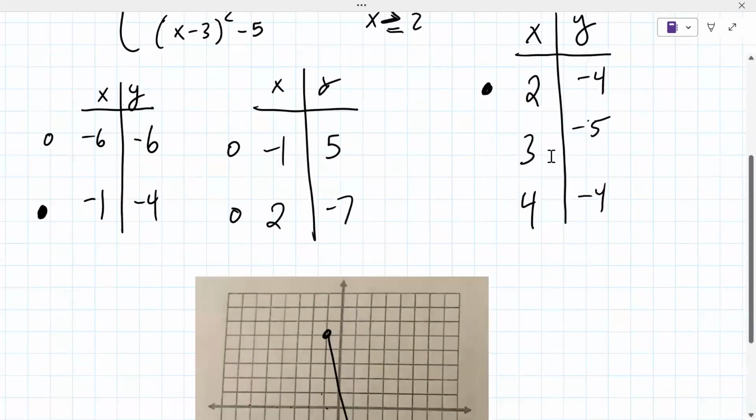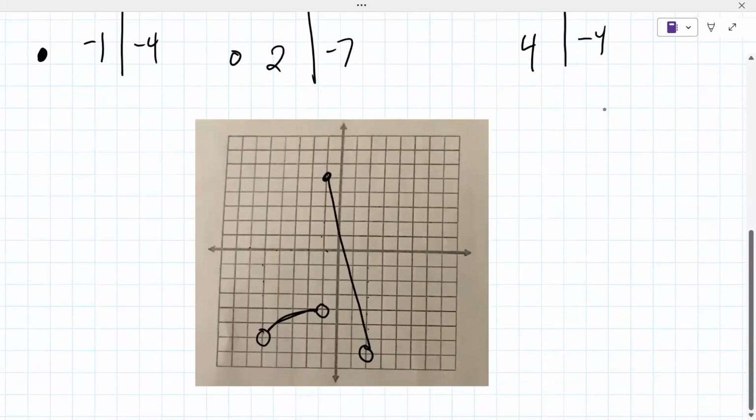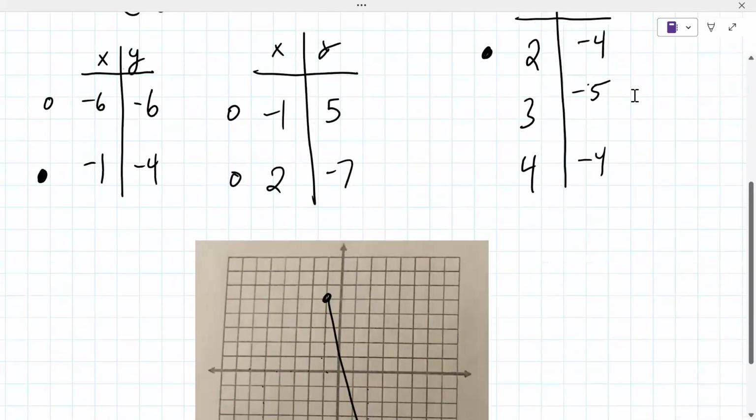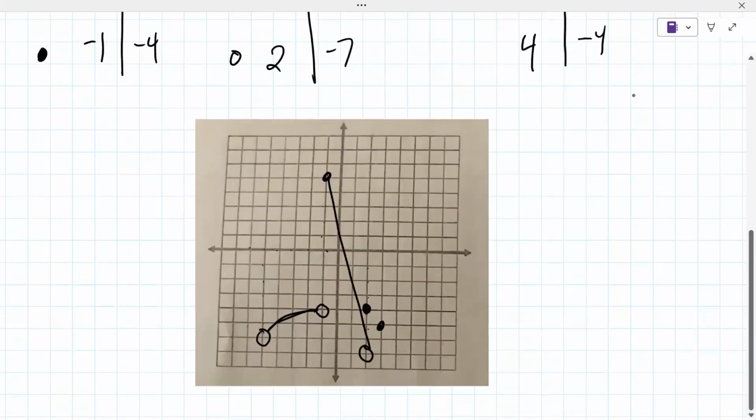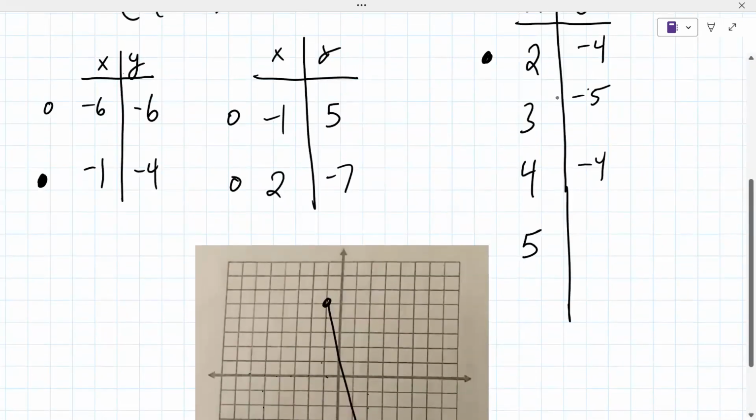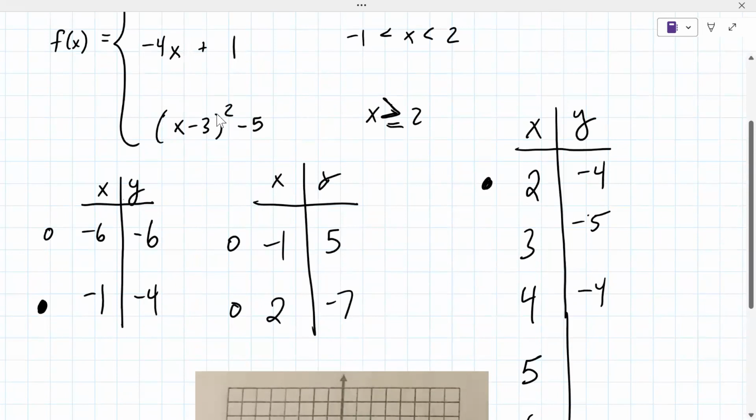Okay, so we're going to graph these points 2, -4, 3, -5, 4, -4. Now, I really want you to graph a few more here because we don't have a good sense of what's happening. So I'd like you to put 5 and 6 into this here, please.